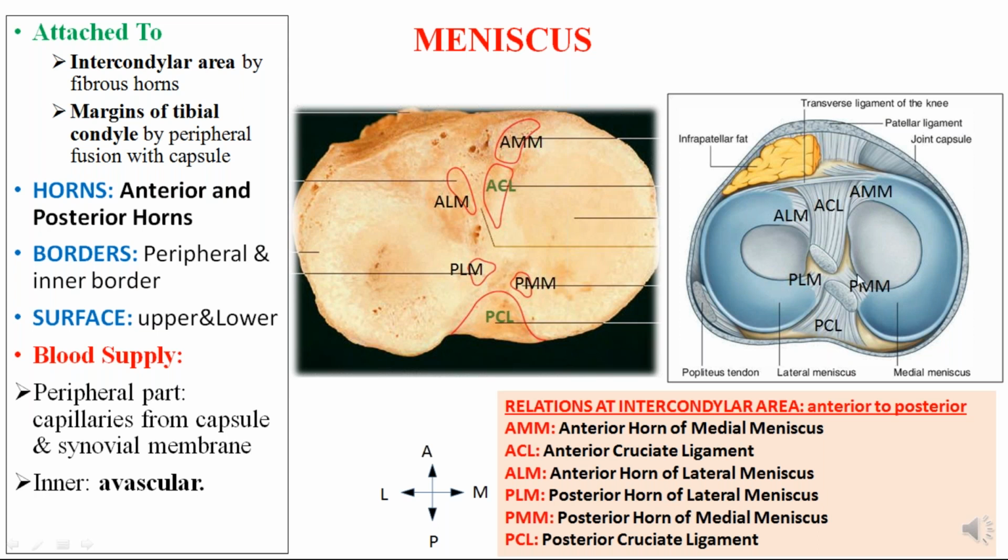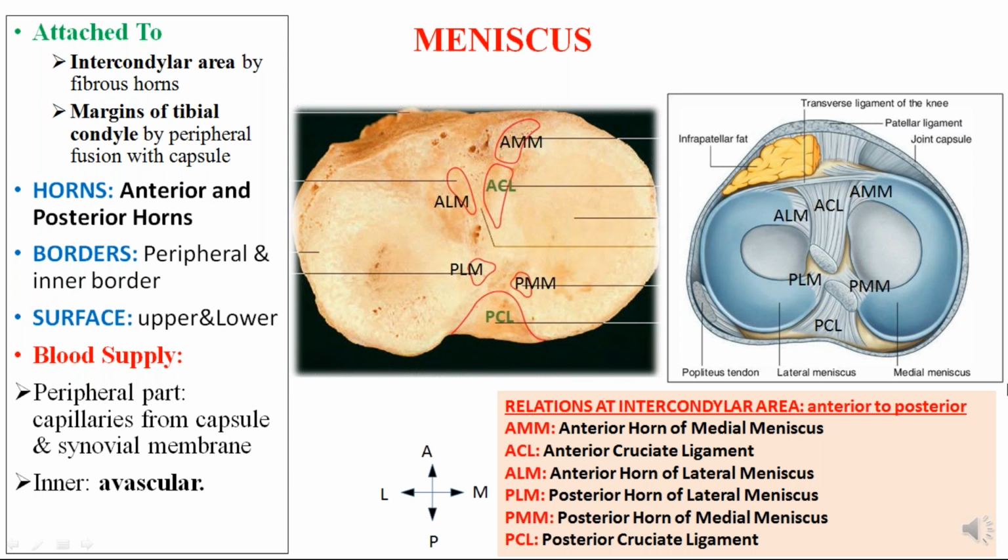On the medial meniscus, this is the anterior horn of the medial meniscus, and this is the posterior horn of the medial meniscus. The borders are two. The inner border is thinner, and the peripheral border is thicker and fixed, attached to the margins of the tibial condyle by peripheral fusion with the capsule.